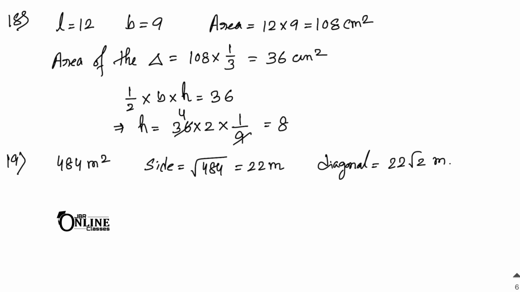Now if you want to put down the value of root 2 here, then 22 into 1.414, and it becomes 31.11 meter. Okay, it becomes 31.11 meter as your answer.